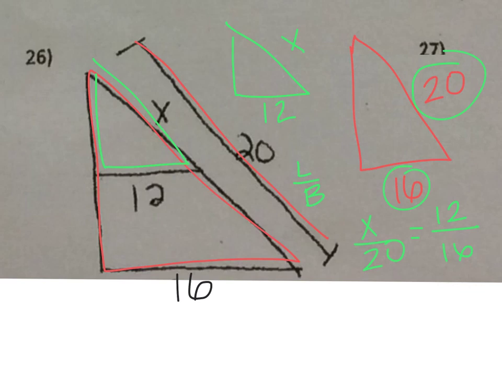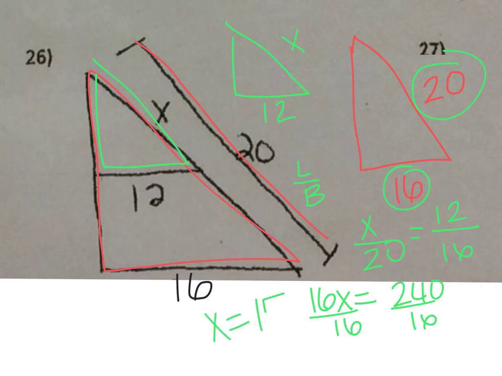So now we're going to cross multiply. So 16x is equal to 20 times 12, which equals 240. Divide both sides by 16. 240 divided by 16 gives me x is equal to 15.